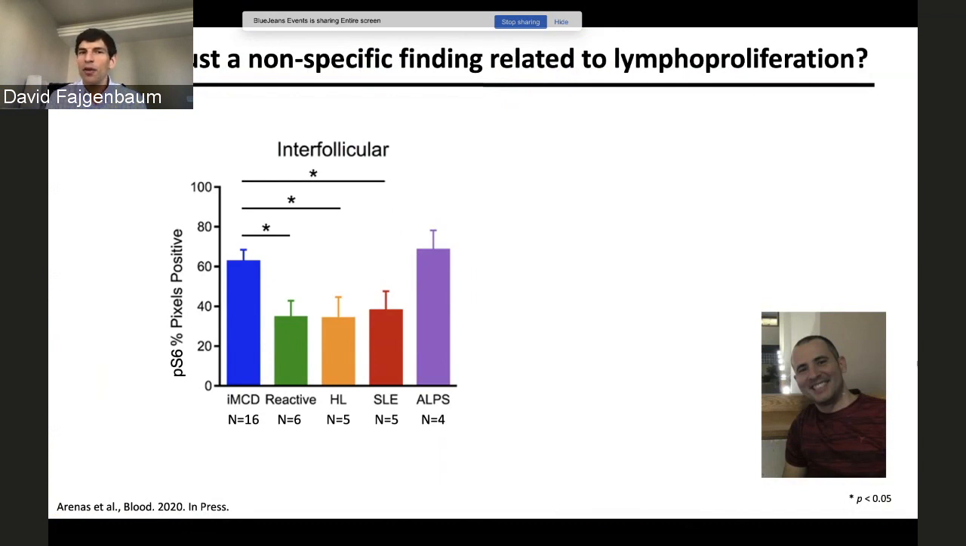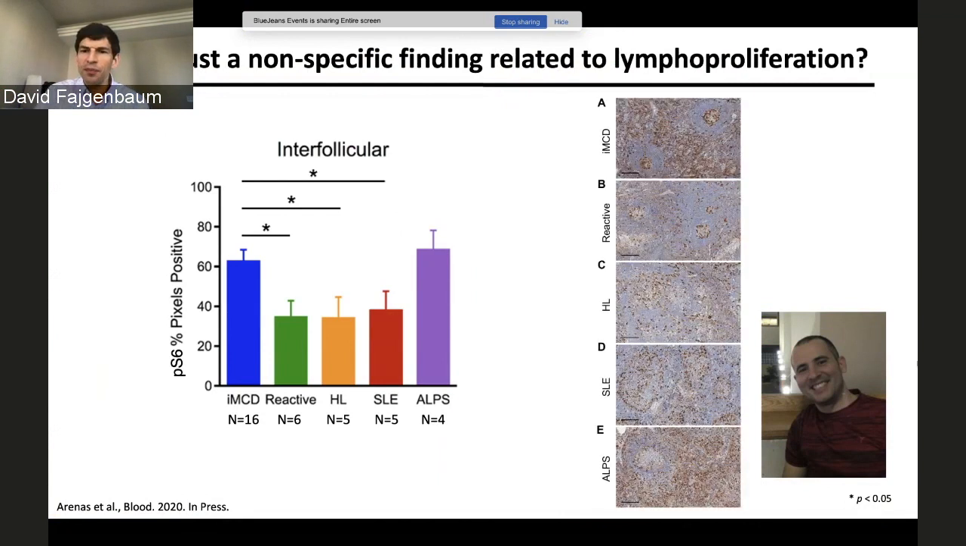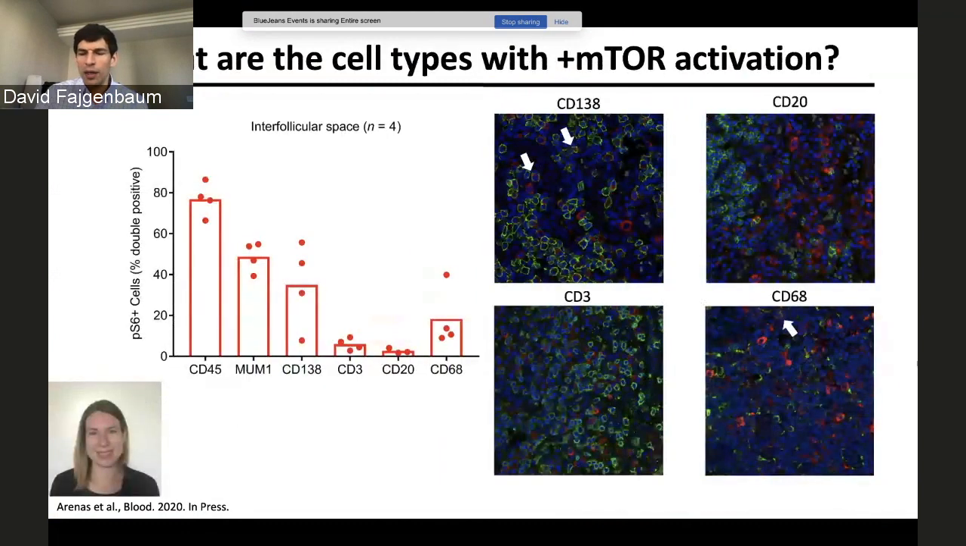So it's got a similar level of mTOR activation to a disease called ALPS, autoimmune lymphoproliferative syndrome, which many of you may be aware of, especially on the CHOP side. ALPS presents in children and is actually treated with an mTOR inhibitor, sirolimus, first line. It's work that Dave Teachey led from CHOP, and so it's mTOR activation increased compared to enlarged lymph nodes to a similar level as what we see in ALPS. And these are some additional images of these lymph nodes.